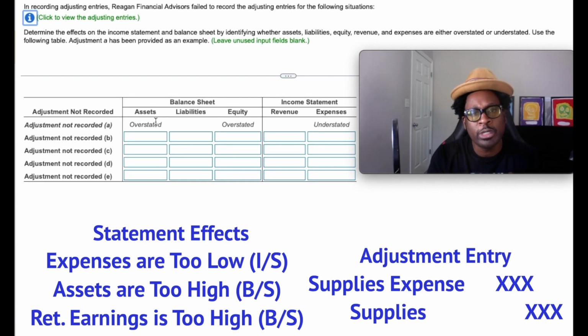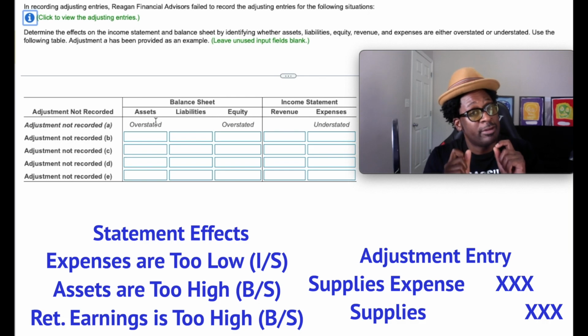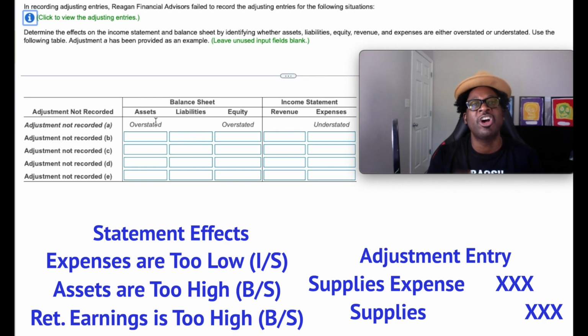Now, what about supplies expense? If we fail to record that supplies expense, we fail to debit that supplies expense, that means that we didn't actually record an expense on the books. If we don't have an expense on the books that should be there, that means our expenses are understated. And how would understated expenses affect the income statement? It would affect the income statement by making the income overstated.